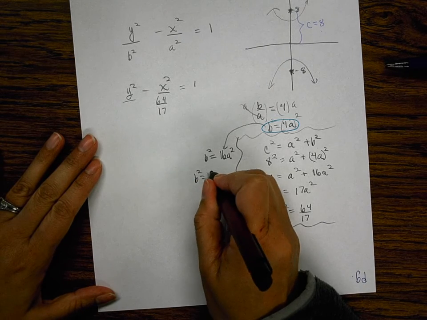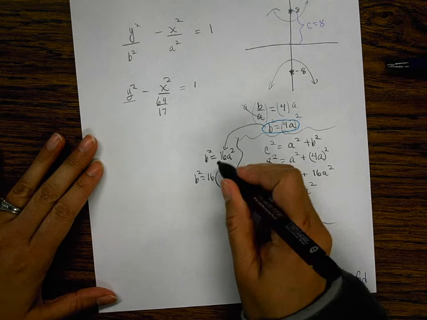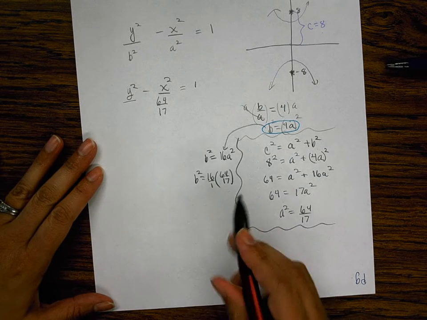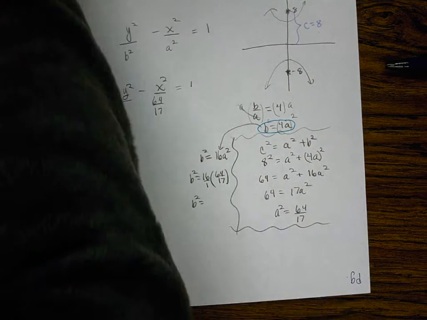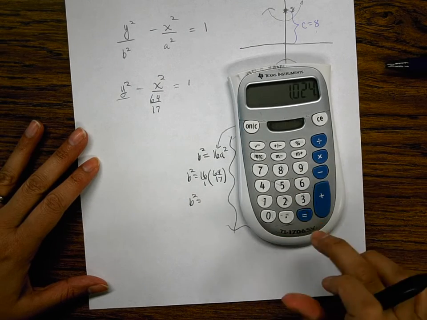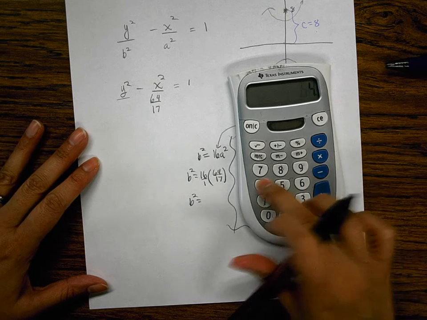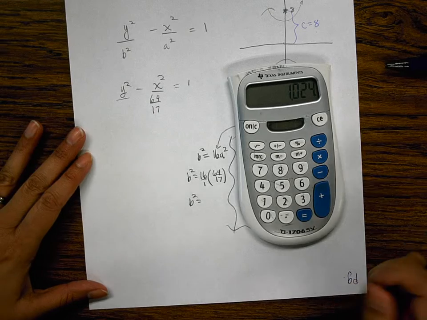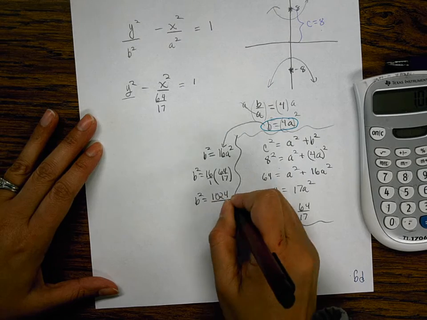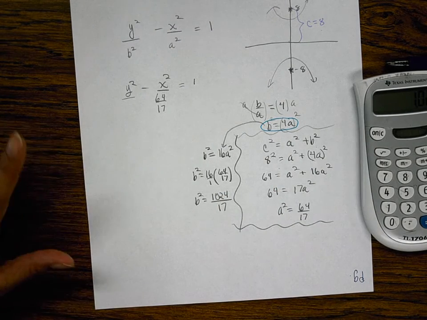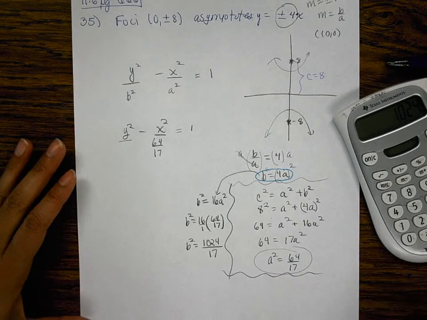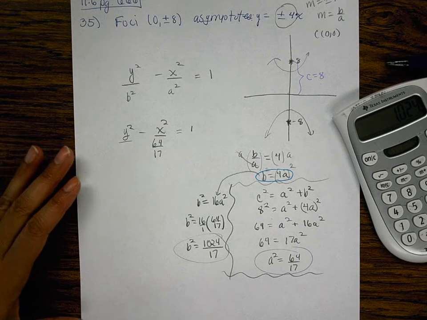So b squared equals 16a squared. a squared is 64 over 17. The 16 and the 17 don't reduce, so I am going to do 64 times 16, and that gives me 1,024. So b squared equals 1,024 over 17. I have my a squared is 64 over 17, and my b squared is 1,024 over 17.